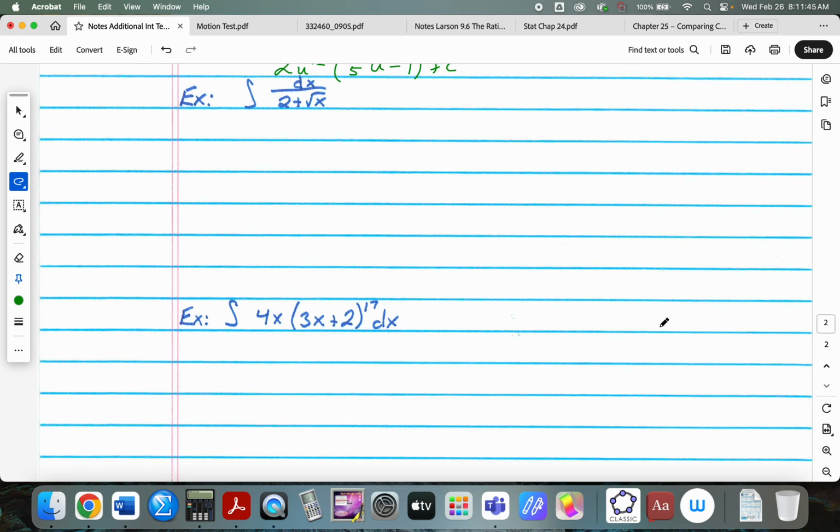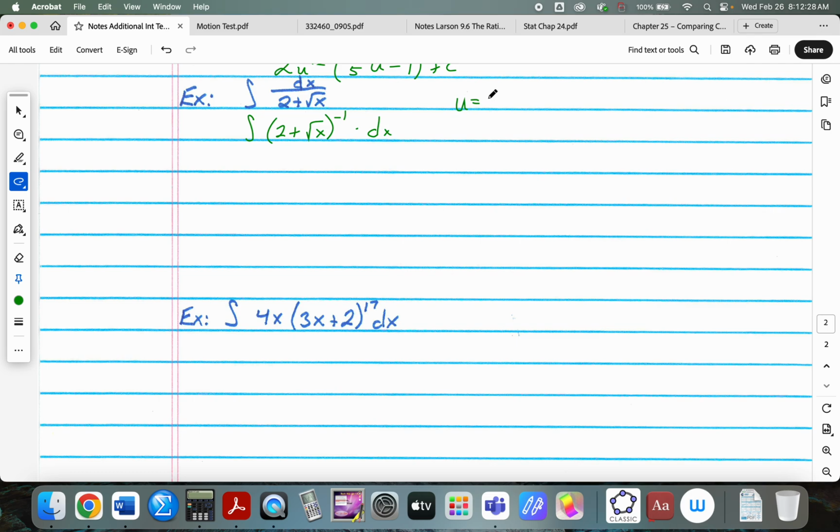All right, let's try this one and see what we can do with it. I don't remember this one. I'm going to have to do this and see what happens. I'm going to rewrite it as 2 plus the square root of x to the negative 1 power dx. Not real happy about this. I'm going to go ahead and try it. I may have to find my notes someplace and go, how in the world did I do that?